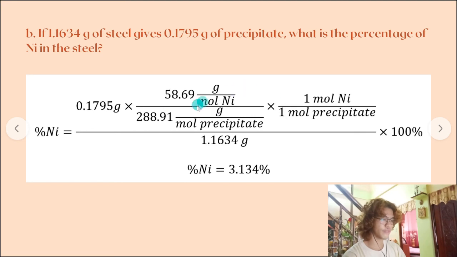Solving the numerator gives us the mass of the nickel in the sample, and to get its percent by weight, we divide it by the total mass of the sample of 1.1634 grams and then multiply it by 100%. Solving it gives us 3.134% nickel in the steel sample.